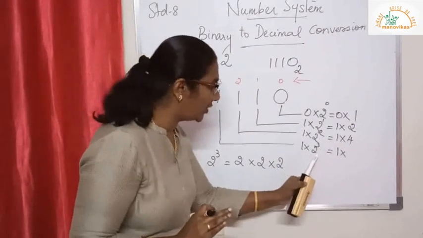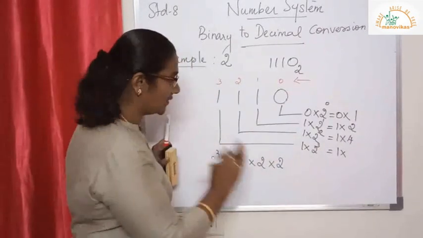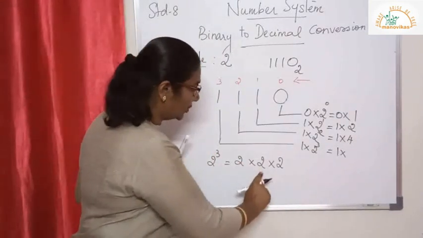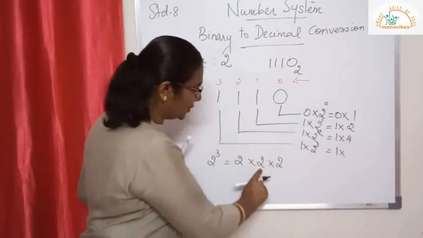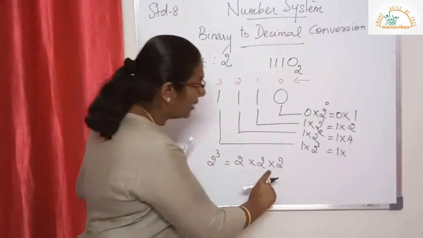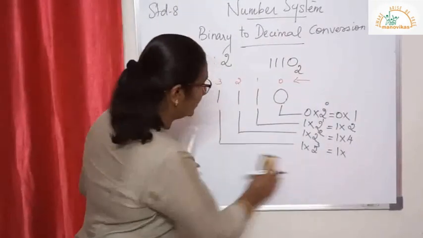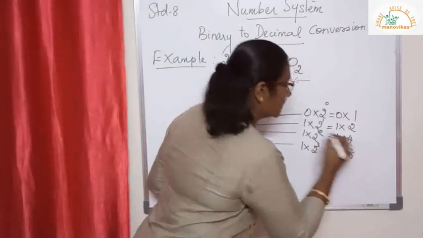2 to the power of 3 means, please repeat watching this, 2 to the power of 3 means 2 into 2 into 2. That is 2 into 2 is equal to 4 and 4 into 2 is equal to 8. So your answer here is 8.